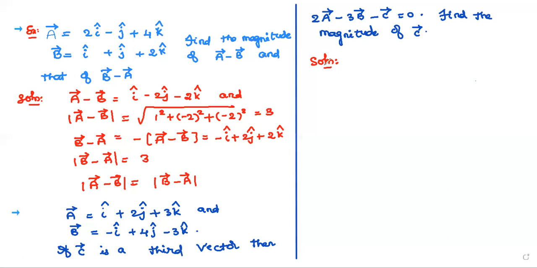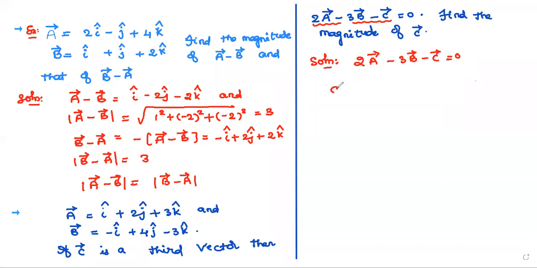Okay. So from the given information, I can't say C bar is how much. Why? Because he did not mention C bar is how much. Only from the given information, I have to say C bar equals how much. So first I am going to write the given information, that is 2A bar minus 3B bar minus C bar equals 0.